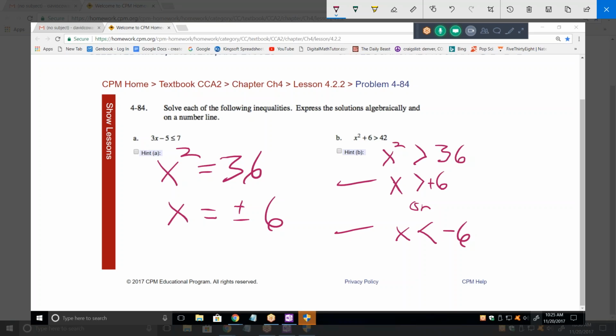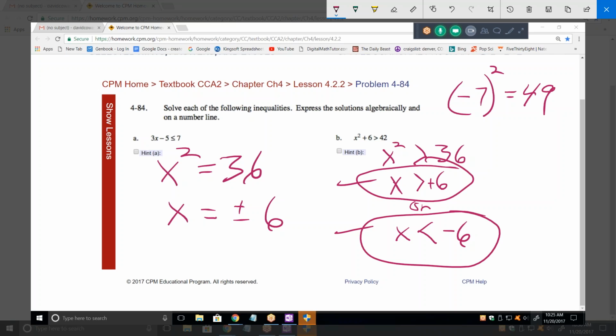Now if I square -7, what do I get? Don't do this on your calculator, please. You get positive 49. Exactly. -7 squared is plus 49, and that's also greater than 36. So either one of these solutions works. This one goes from -infinity to -6, and this one goes from 6 to infinity. So you can write it in interval notation if you need to.